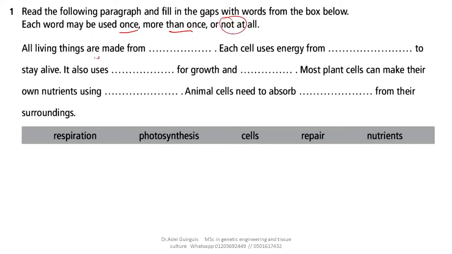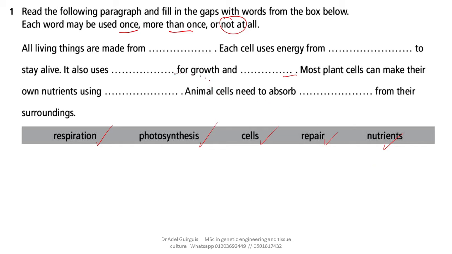All living things are made from space. Each cell uses energy from space to stay alive. It also uses space for growth and space. Most plant cells can make their own nutrients using space. Animal cells need to absorb spaces from their surroundings. Look at the words in the box: respiration, photosynthesis, cells, repair, nutrients.